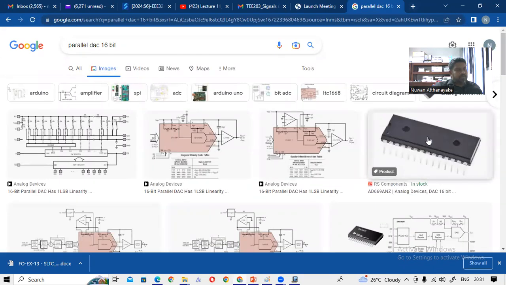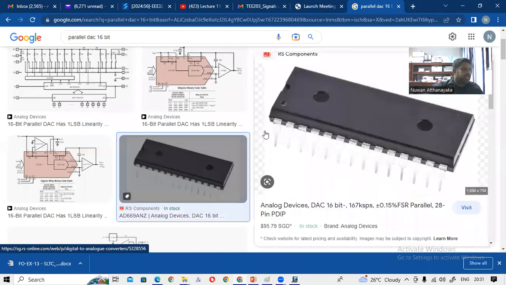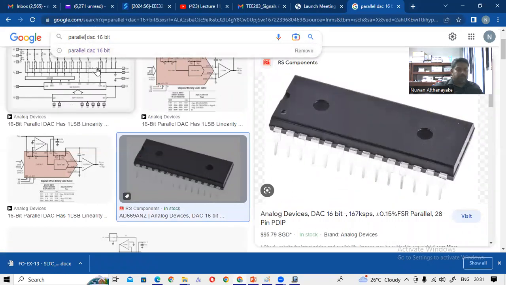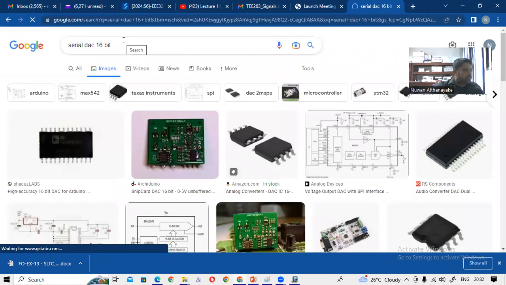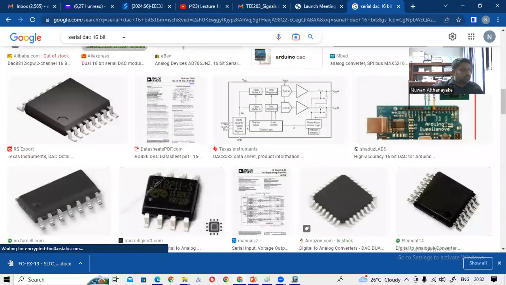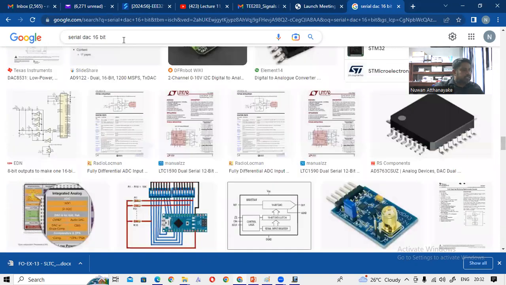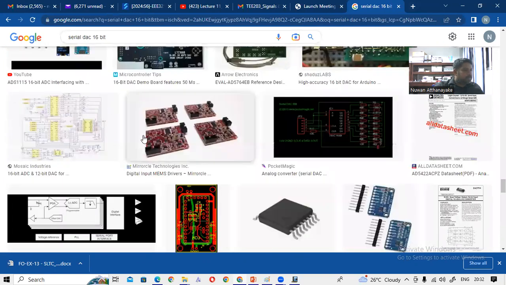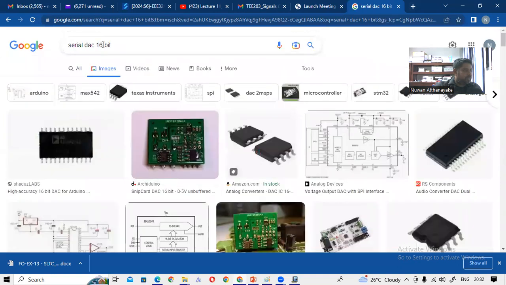So this type of DAC is available. You can get it as a chip, as an integrated circuit. There are many types of parallel DAC as well as serial DAC. If you search for serial DAC, these are the serial DACs. Maybe this one, I think it is 12. Let's check 12 bit.